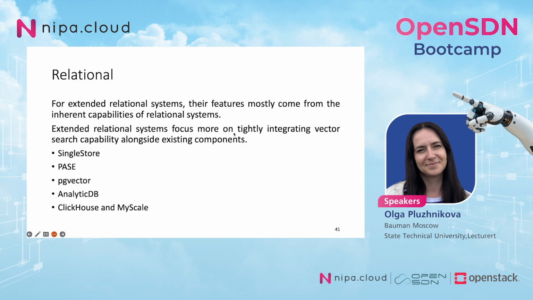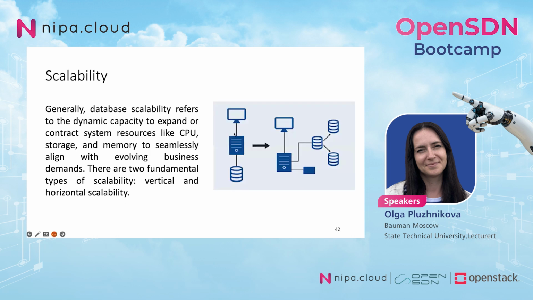And when we talk about databases, we have to talk about scalability. Generally, database scalability refers to the dynamic capacity to expand or contract system resources like CPU, storage, and memory to seamlessly align with evolving business demands. There are two fundamental types of scalability: vertical and horizontal scalability.